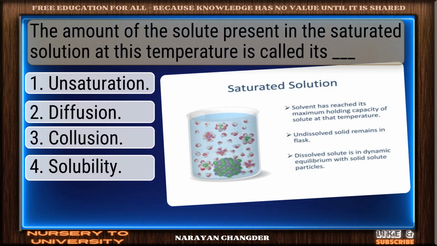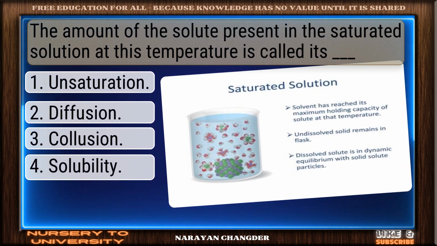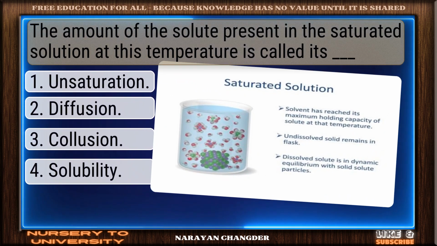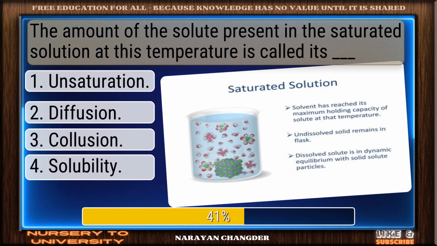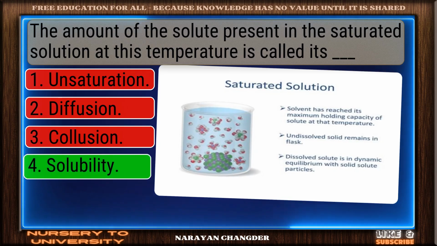Question number 45. The amount of the solute present in the saturated solution at this temperature is called its dash. You chose solubility, and it is correct.